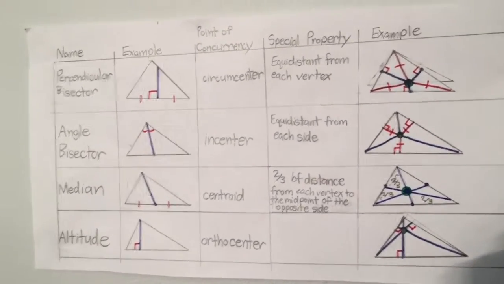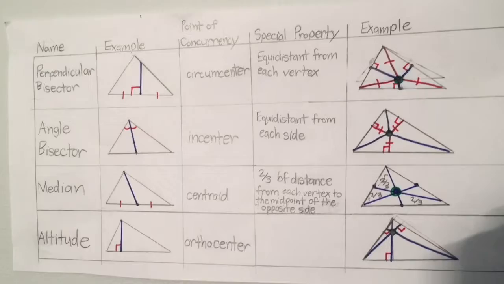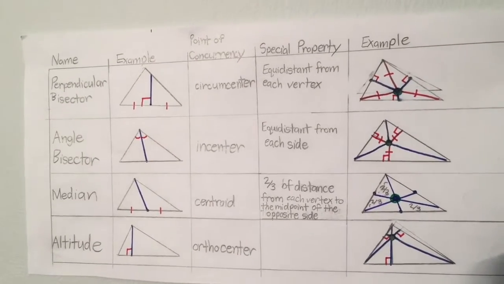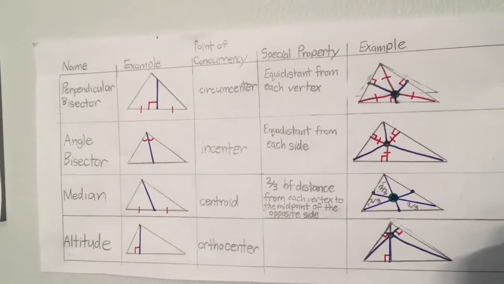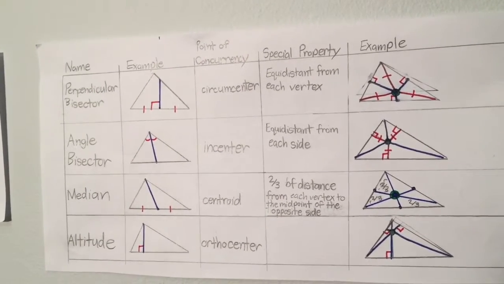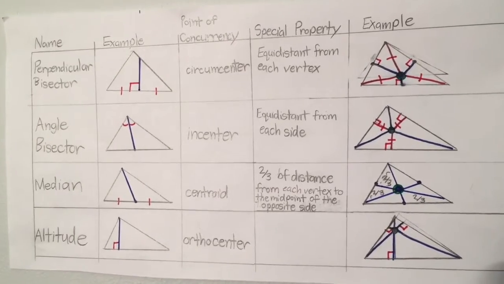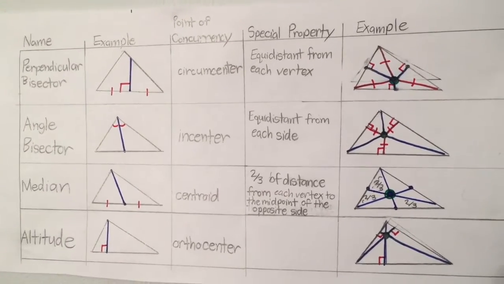For the median, in a triangle, it is a line segment with endpoints that are a vertex of the triangle and the midpoint of the side opposite the vertex. For the altitude, in a triangle, it is a segment perpendicular to that side.